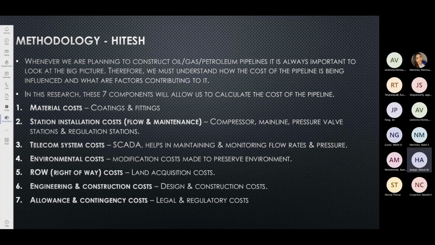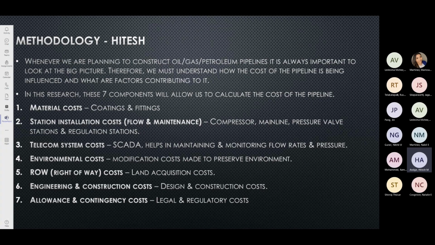Starting off with the material cost, it basically means what kind of materials, coatings, and fittings have been incorporated into the whole pipeline project. Second, throughout the pipeline, we must include the compressor, mainline pressure valves, and other regulatory stations that come under the station installation costs.